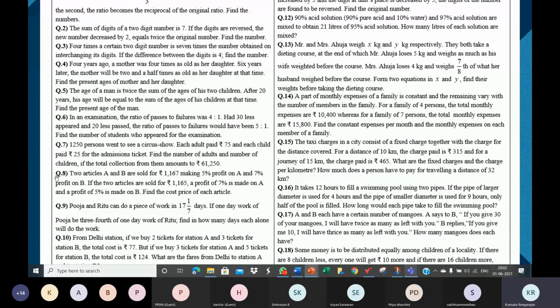The total selling price, if the 2 articles are sold for, we have taken up 2 different questions like this in the class. One is where only the profit portion is mentioned.